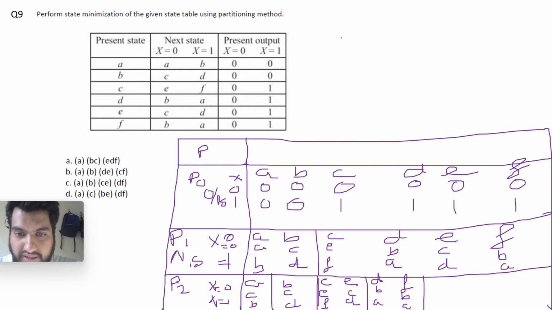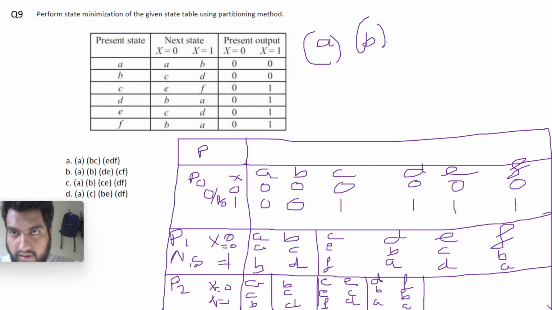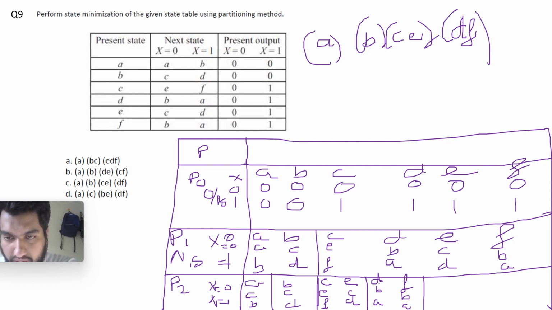So my equivalent states will be A, B, CE and DF. So what are my states? Those I have blocked together. So DF, CE, B and A. Option C is my right answer.